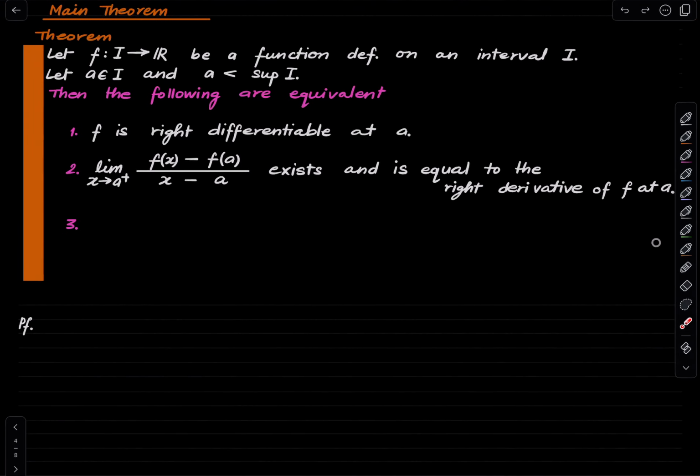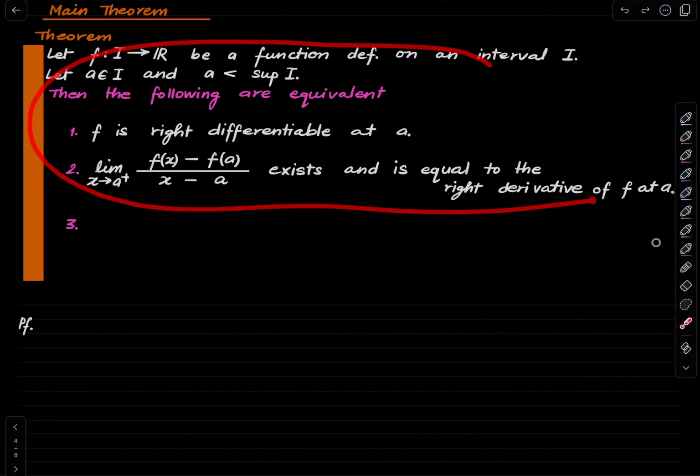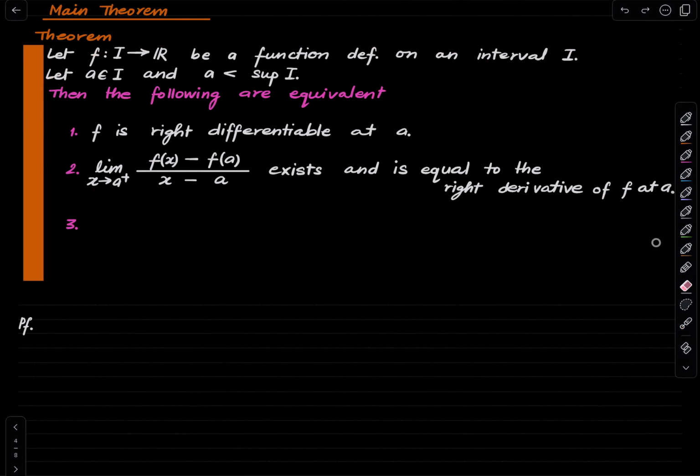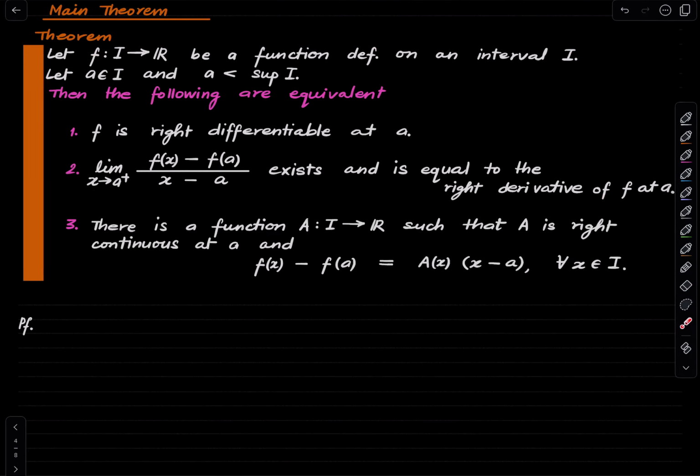So here it is. The previous thing has been written, but there is an extra thing that we want to say amongst our equivalences. The following are equivalent. The first two are from the previous slide. The third one says that there is a function A defined on the interval I such that A is right continuous at the point little a. I know, horrible notation. This is little a, that is capital A. Horrible notation, but forgive me. With the property that this happens for all x in the interval I.